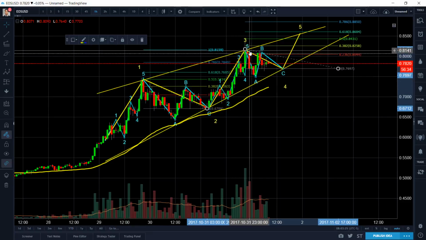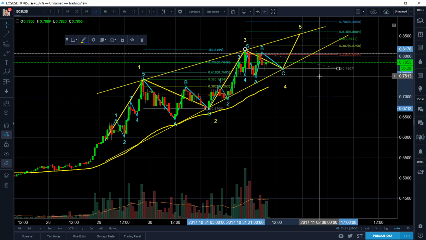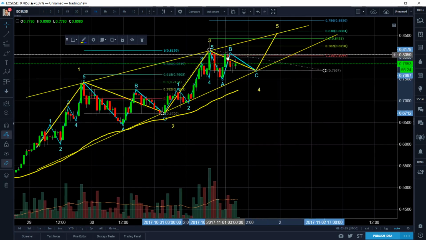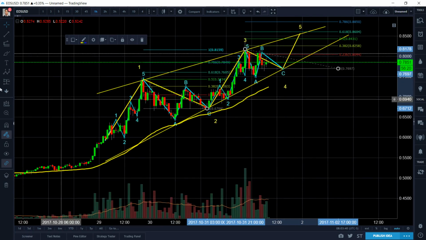I shorted it actually from 8.1, guys, and I closed my position. Yeah, I closed my position and made like $300. It's pretty cool. I should have shorted it again from up there, but I was too busy making videos. But this is going to be a really good buy zone, okay?